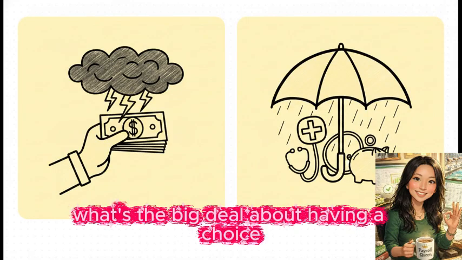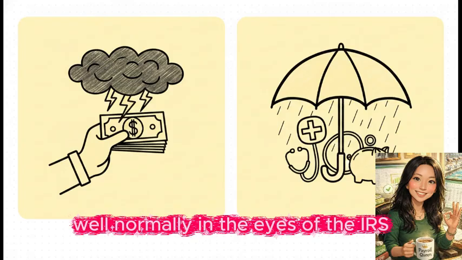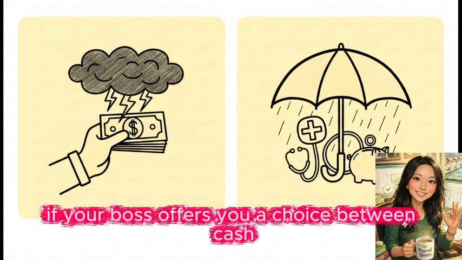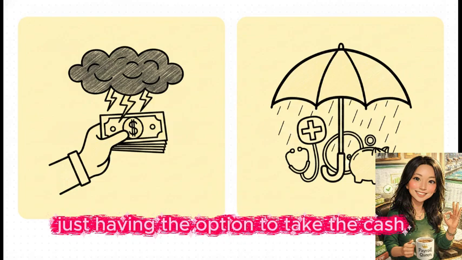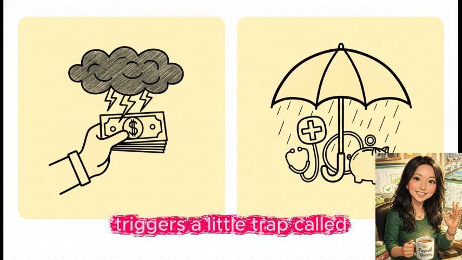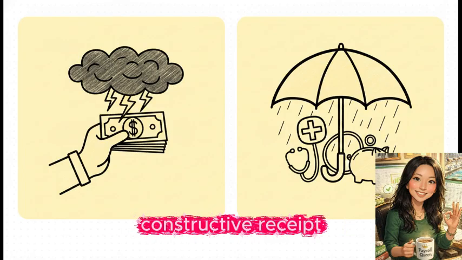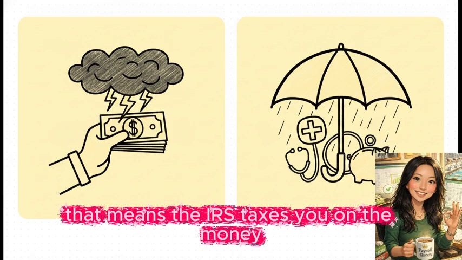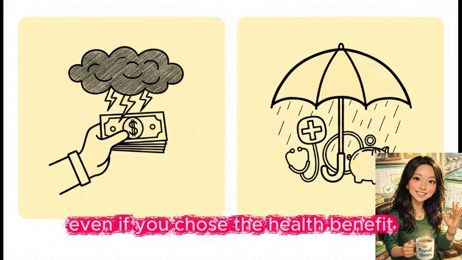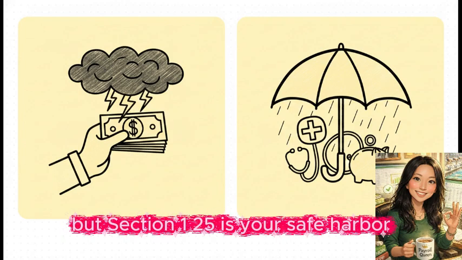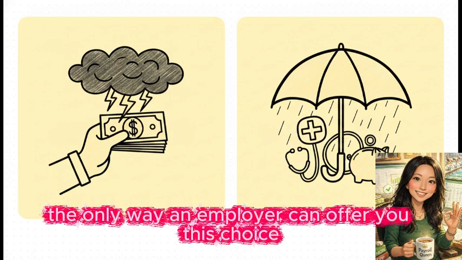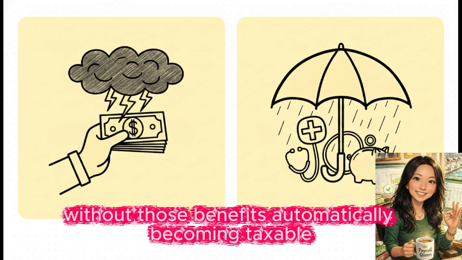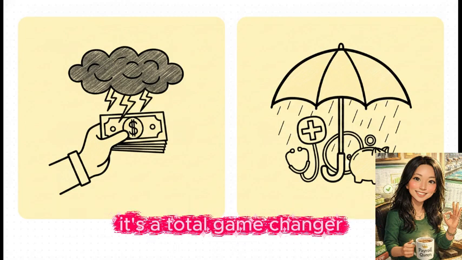Now, you might be thinking, what's the big deal about having a choice? Well, normally, in the eyes of the IRS, if your boss offers you a choice between cash and a health benefit, just having the option to take the cash triggers a little trap called constructive receipt. That means the IRS taxes you on the money even if you chose the health benefit. But Section 125 is your safe harbor. It is literally the only way an employer can offer you this choice without those benefits automatically becoming taxable. It's a total game changer.